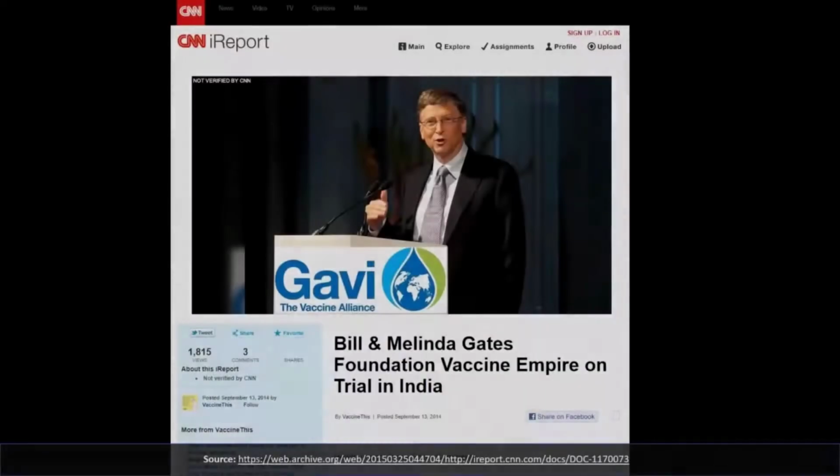This vaccine work is the biggest program for the Gates Foundation, and that's because it is so impactful. It's incredible value. It utterly changes a country to have the newest vaccines saving children's lives.